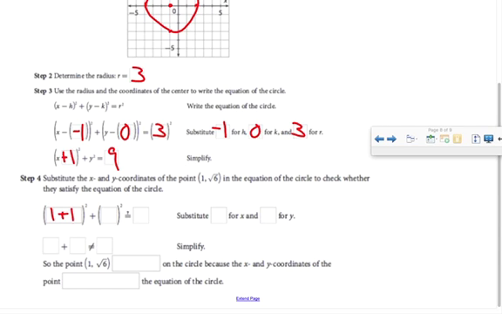So I have 1 plus 1 squared plus square root of 6 squared, and I'm checking to see if that equals 9. Well, 1 plus 1 is 2, 2 squared is 4, square root of 6 squared is 6, and the right-hand side I didn't do anything to. Well, 4 plus 6 does not equal 9. So the point, 1, square root of 6, is not on the circle because the x and y coordinates of the point do not satisfy the equation of the circle.